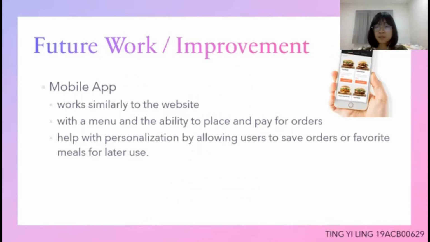A mobile application is a good alternative to a smart tablet ordering system, a future trend. To facilitate this, the application can be made freely available through the Google Play Store and the Apple App Store, and a QR code can be provided in a restaurant. It then functions similarly to the website, with a menu as well as the ability to place and pay for the orders. Applications can also help in personalization by allowing users to customize their settings, and to bookmark orders or favorite meals for later use.